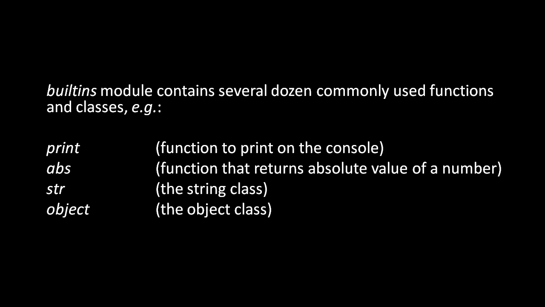Python includes an important special module named builtins, so called because it includes dozens of commonly used built-in functions and classes, such as the print function, which prints text on the console, a function called abs, for absolute, which returns the absolute value of a number, or classes like str and object. These things are all placed in the builtins module.